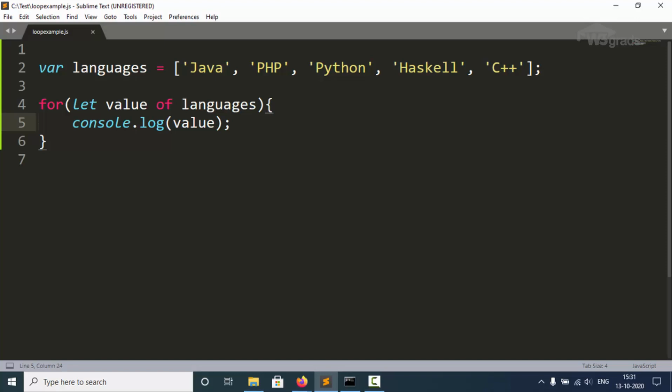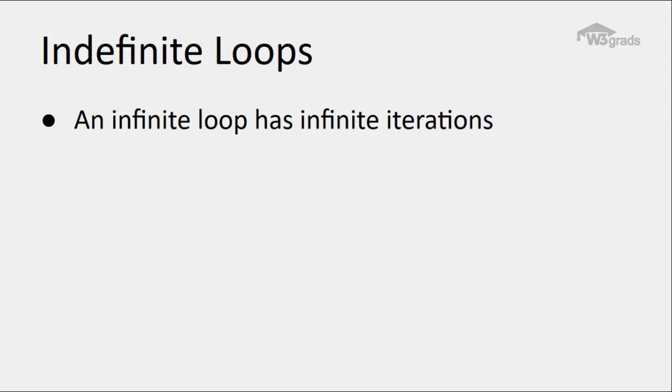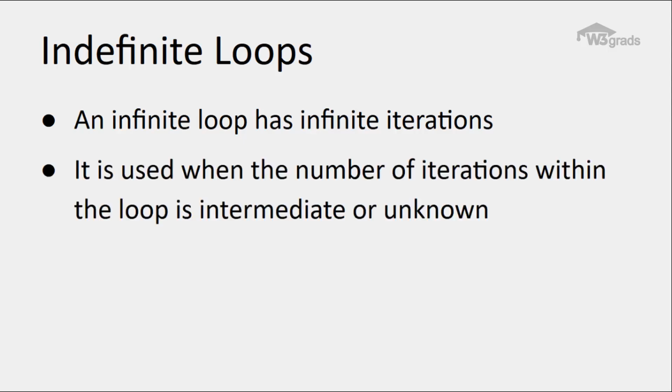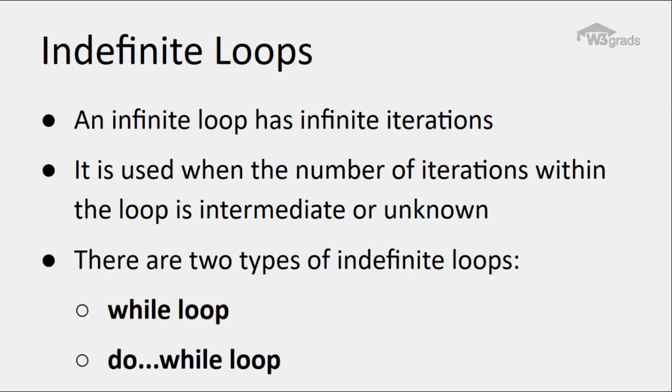Apart from the definite loops, there is another category of loops, which is called the indefinite loops. An indefinite loop has infinite iterations. It is used when the number of iterations within the loop is intermediate or unknown. There are two types of indefinite loops, which are, the while loop, and the do-while loop.